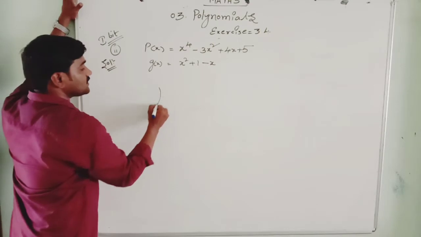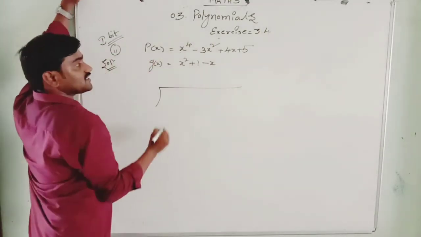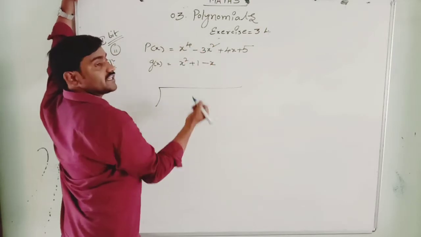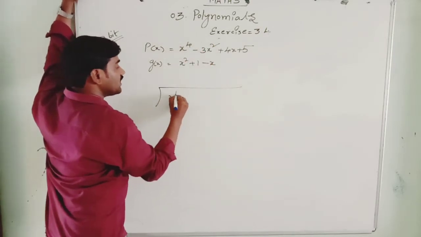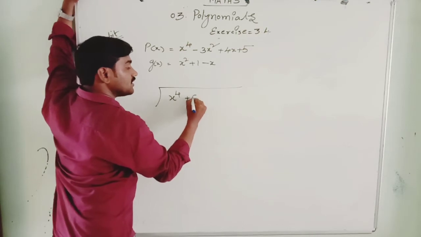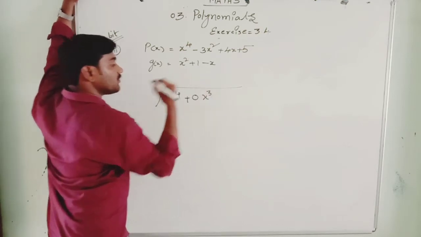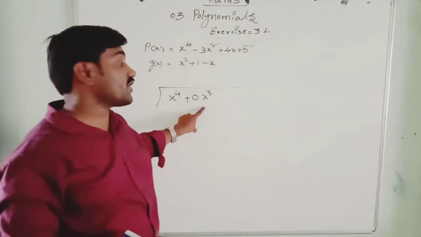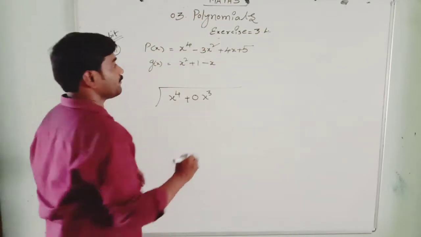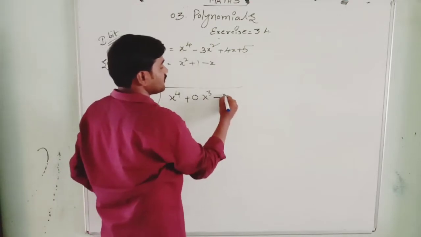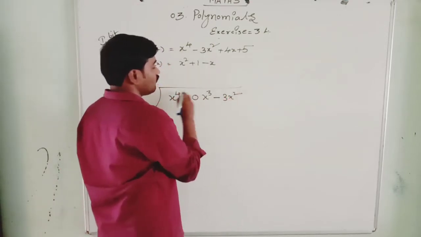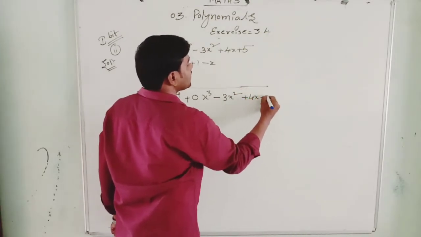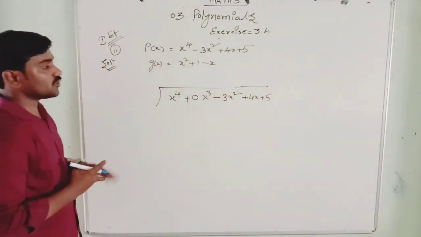Now we will divide this. So first write P of x in order. See, the degree is 4. Where is the degree 3? There is no degree 3. So let us write x to the power of 4 plus 0 into x cube, because there is no x to the power of 3. Minus 3 x to the power of 2. 4, 3, 2, again 1, yes, it is there, plus 4x, then the constant term. So now it is in order.